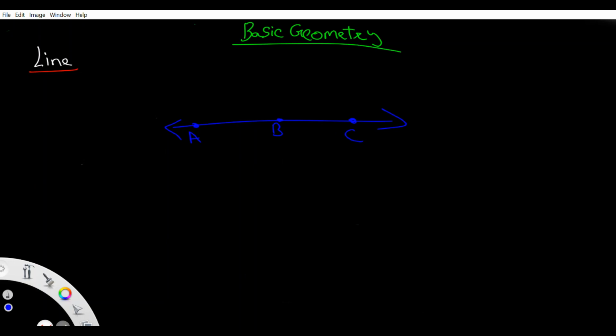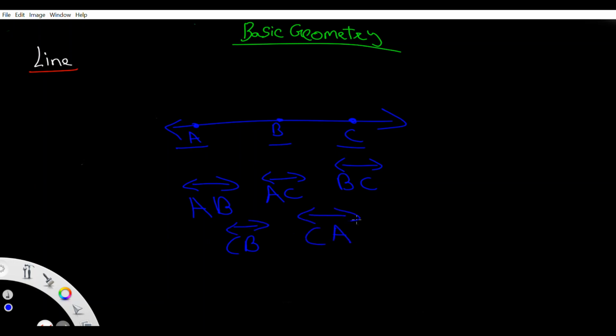Now if you want to call this line, we can call it line AB and put a smaller line on top of it to indicate that it's a line. Or we can call it line AC or line BC. It does not have to start from A. It can start from B as well. Or even C. You can call it CB or CA. But just remember, if you want to name a line, you must include this symbol on top of it to indicate that it's a line.